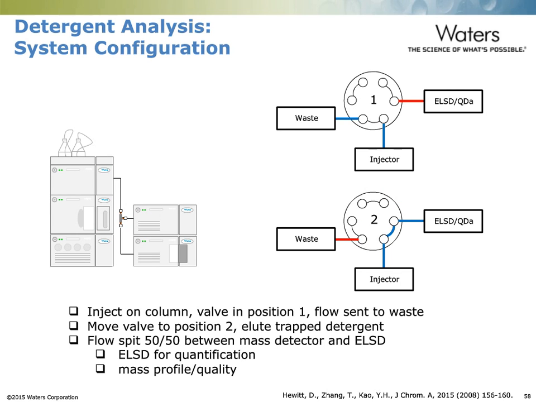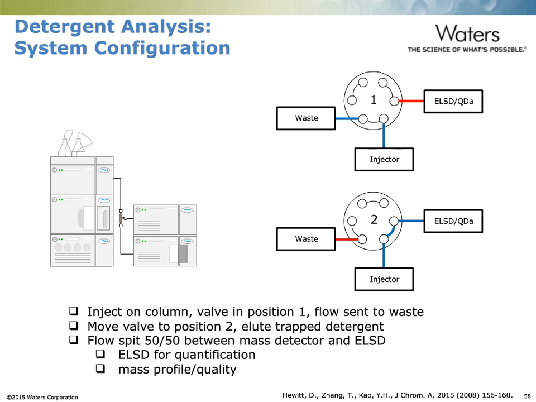We have here an ACQUITY system where we do our entire separation and use a column manager instead of just a regular column heater. That gives us the ability to use the valves within that column manager to do something quite interesting. And then in this case, we do both ELSD and QDa detection. That allows us to use the ELSD for doing quantification of the amount of detergent and then use the QDa to get a mass profile to assess the quality or even the stability of the detergent within the formulation.